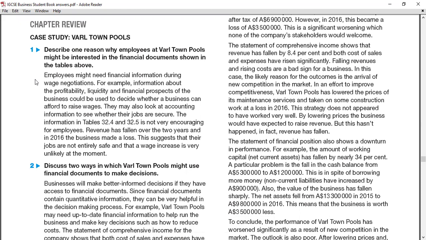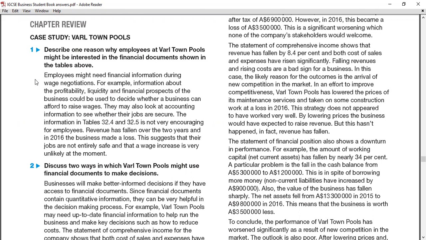Employees might need financial information during wage negotiations. For example, information on profitability, liquidity, and financial prospects of the business could be used to decide whether the business can afford to raise wages. They may also look at accounting information to see whether their jobs are secure. The information in tables 32.4 and 32.5 is not very encouraging for employees. Revenue has fallen over the 2 years, and in 2016, the business made a loss. This suggests that their jobs are not entirely safe and that a wage increase is very unlikely at the moment.